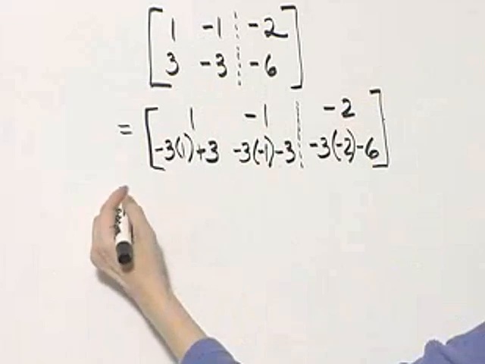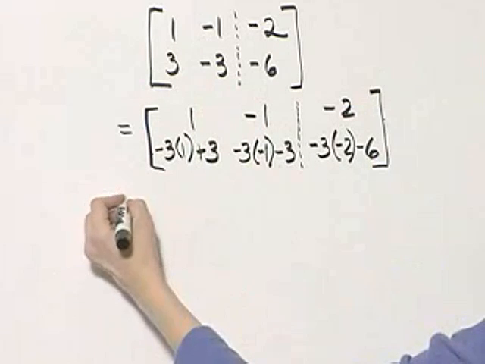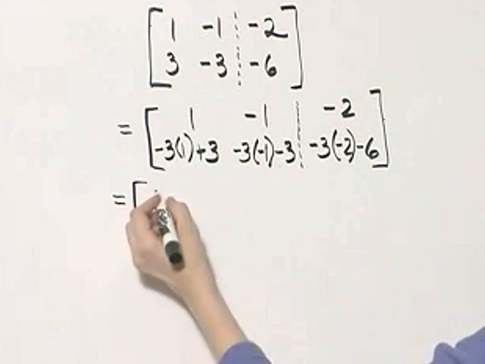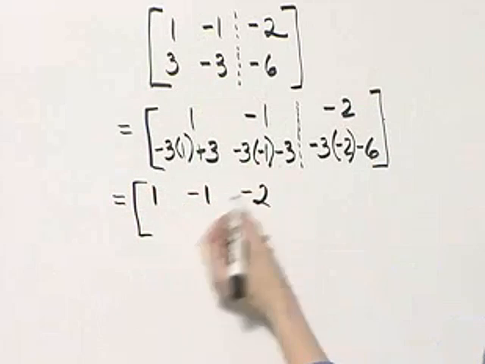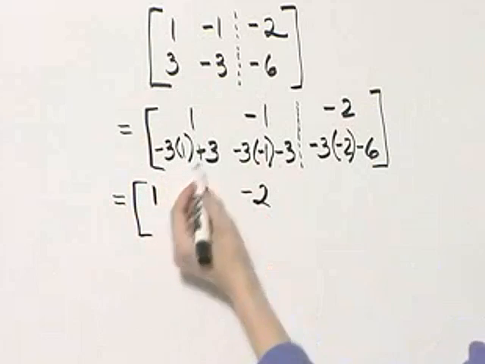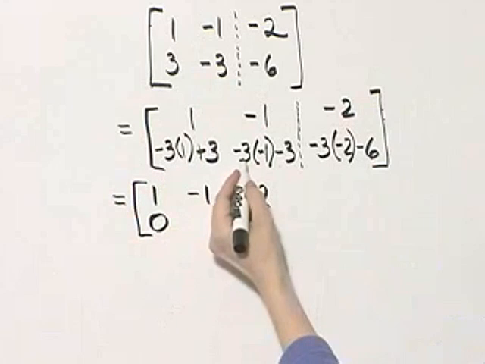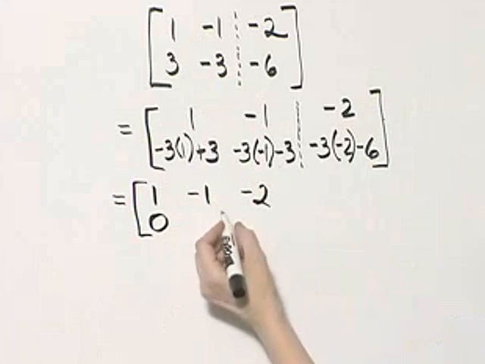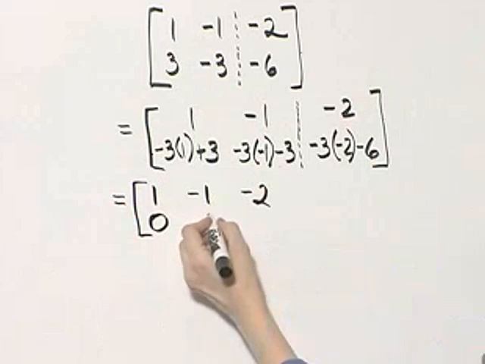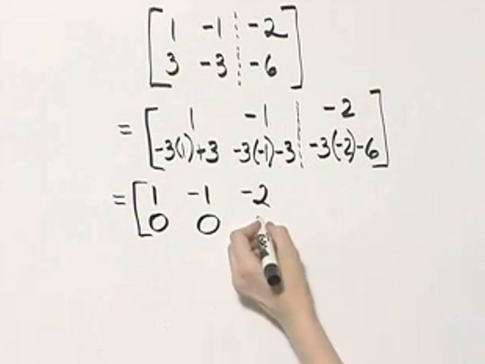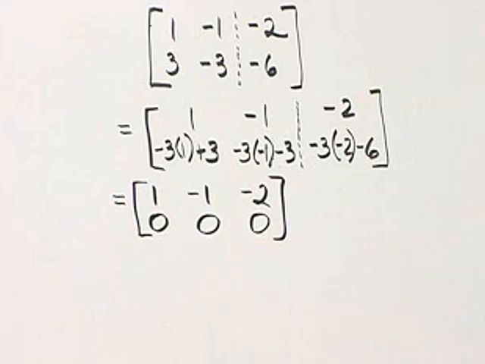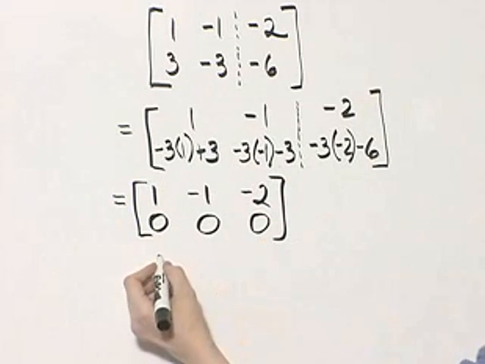And let's go ahead and simplify. Row 1 has not been changed at all. Row 1 is still 1, -1, -2, and we have -3 plus 3 is 0 like we want. This is 3 minus 3, it just happens to be 0, and this is 6 minus 6, that just happens to be 0. Now if I go back and write this as a system of equations, look what I've got.